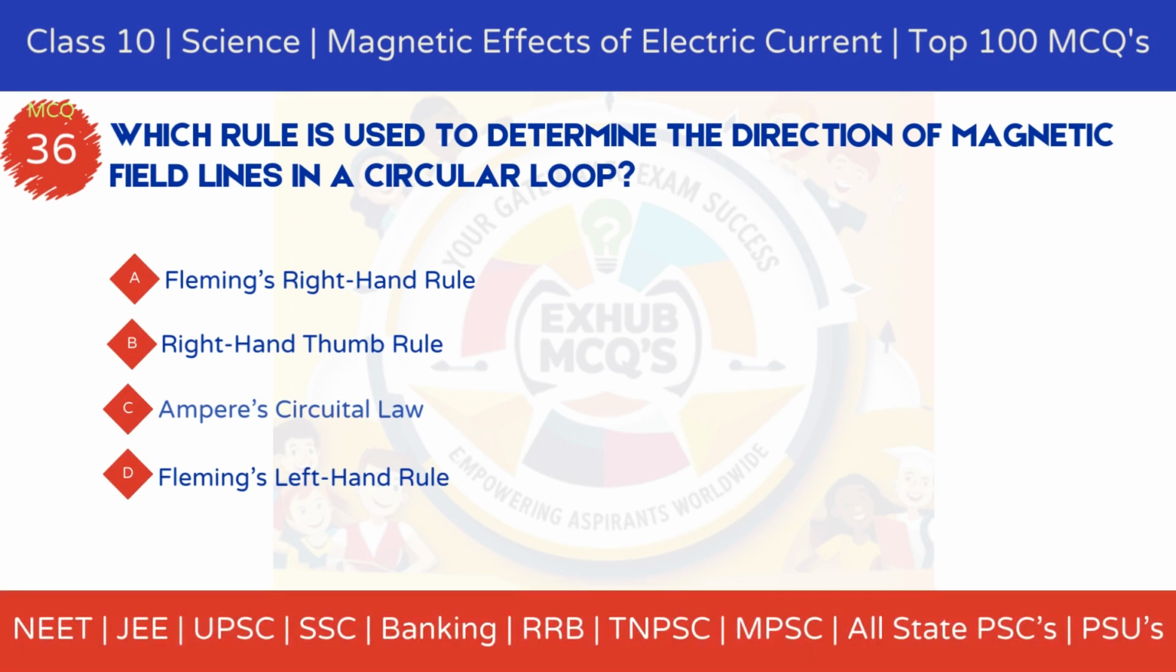MCQ 36. Which rule is used to determine the direction of magnetic field lines in a circular loop? Option A, Fleming's right-hand rule. Option B, right-hand thumb rule. Option C, Ampere's circuital law. Option D, Fleming's left-hand rule.